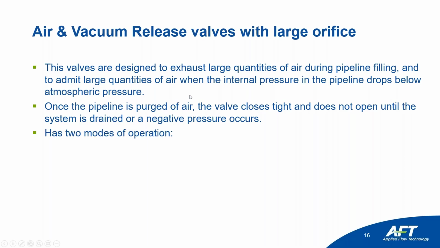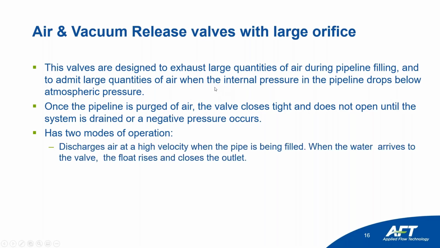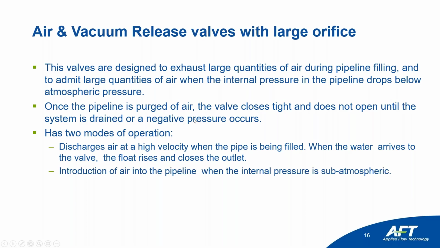How does it operate? It has two modes of operation. First mode, it discharges air at high velocity when the pipe is being filled. When the water arrives at the valve, the float rises and closes the outlet. The second mode of operation introduces air into the pipeline when the internal pressure is subatmospheric. In other words, when vacuum occurs.